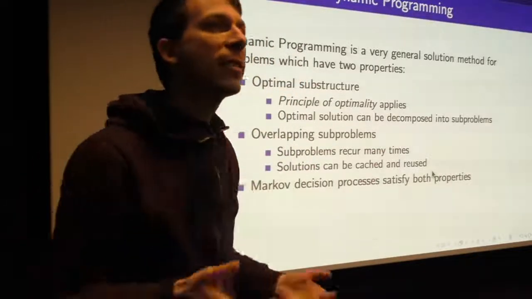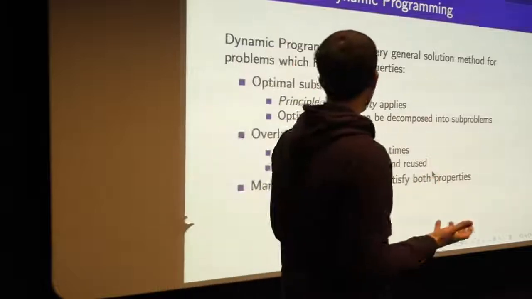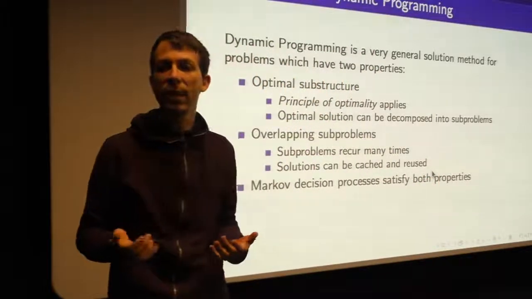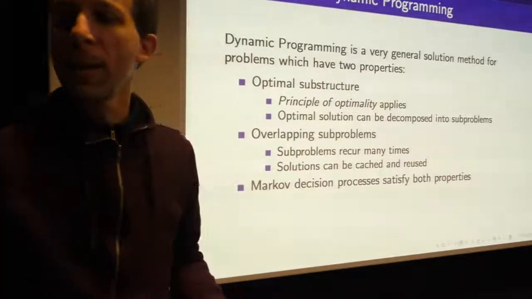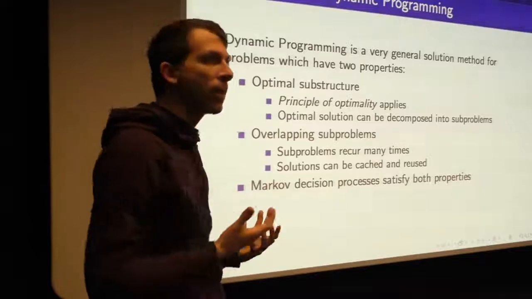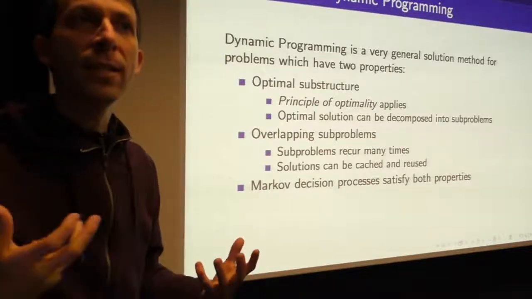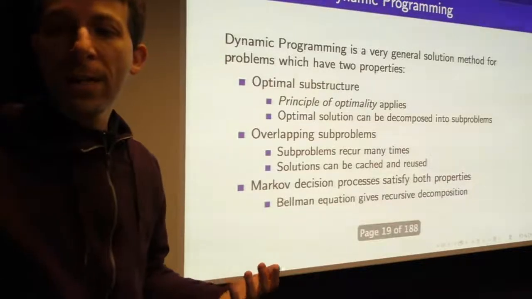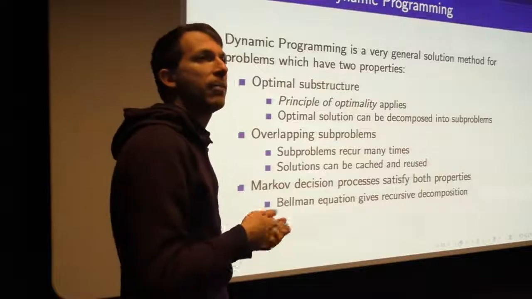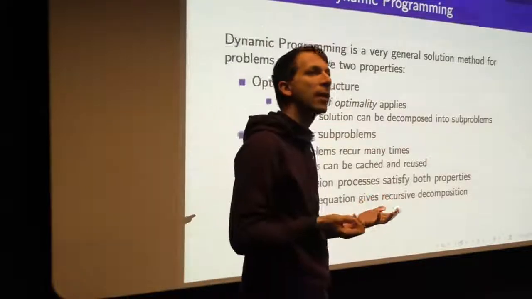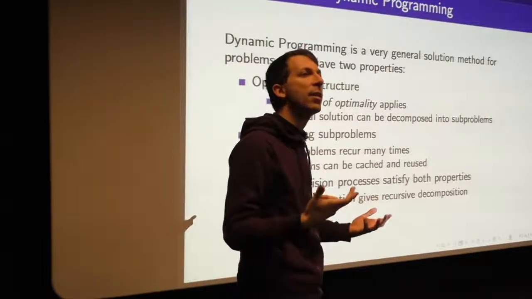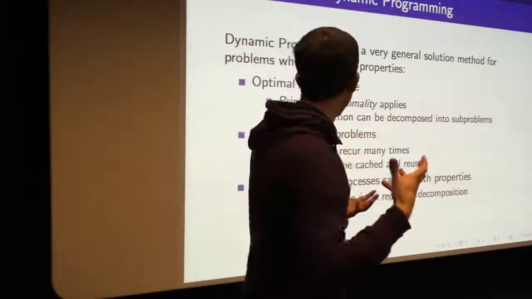So how does this apply to us? Well, we're talking about Markov decision processes today, and we're going to try and solve them using dynamic programming. And luckily, MDPs satisfy both of these properties. And the special properties which MDPs have are basically the Bellman equation. The Bellman equation that we saw last week is the recursive decomposition that gives us these properties that we're after.